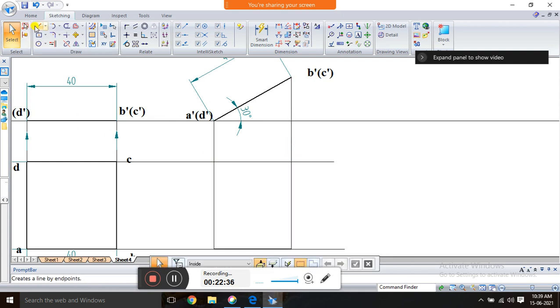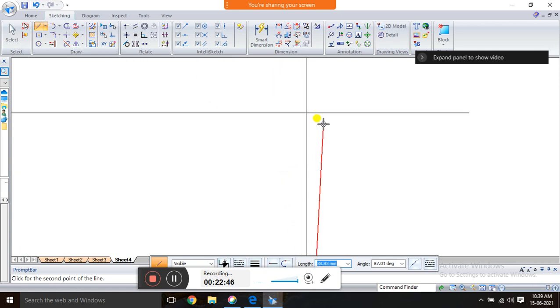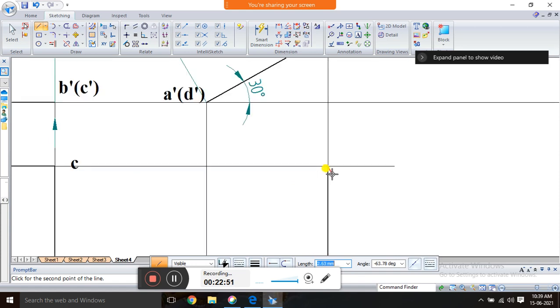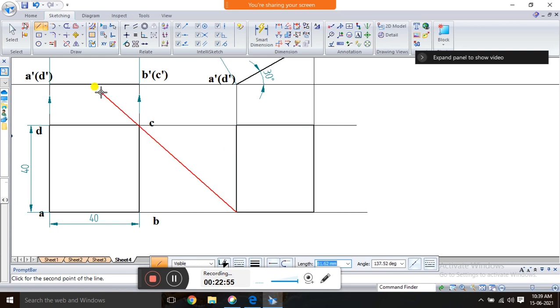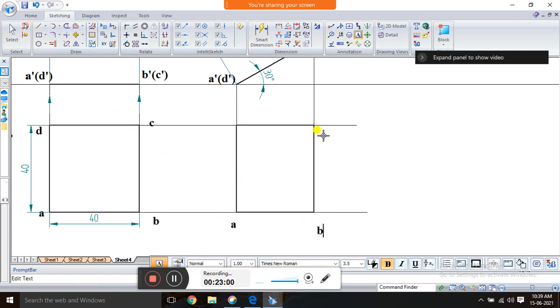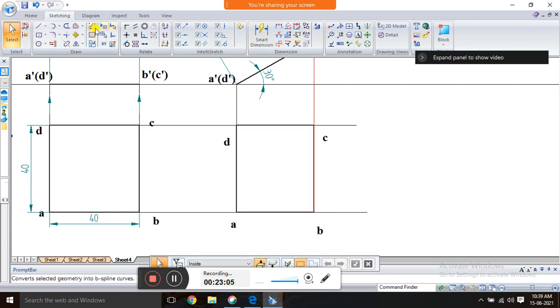Okay, that should be very important. The line, this line up to here. Then you have to join, then name it: this one is A, this one is B, C and D. So this is your second position, and show the arrow mark.